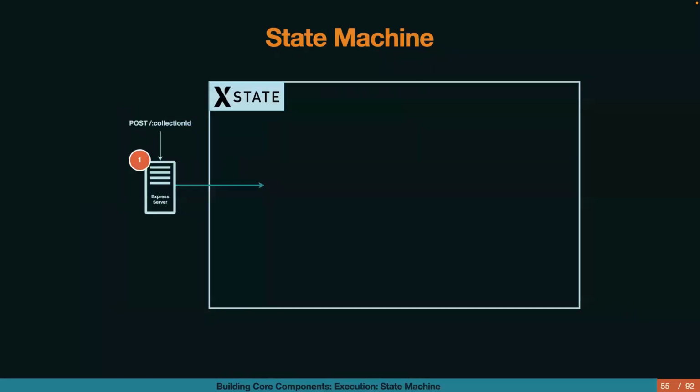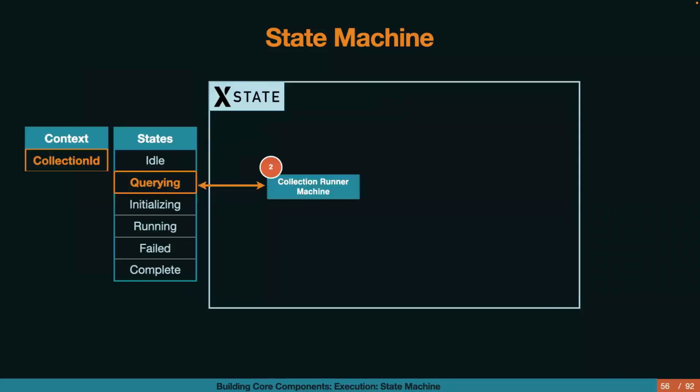We decided to use this and began moving our complex execution logic to XState, which is a library for creating and using state machines. The process begins in the same way we looked at previously, with our collection runner's express server receiving a post request with collection ID as a parameter. From there, the express endpoint invokes our main collection runner machine. As you can see, the collection runner machine has 6 distinct states.